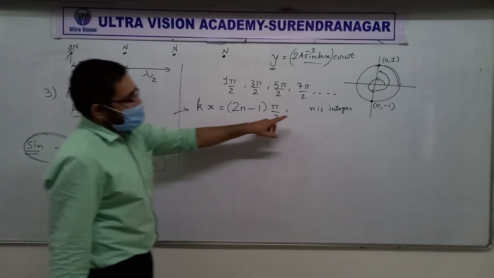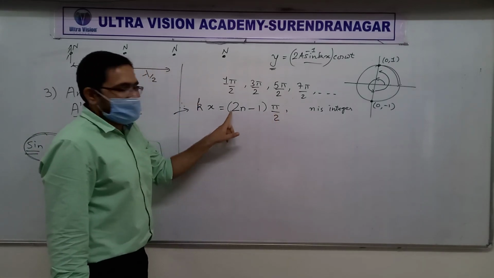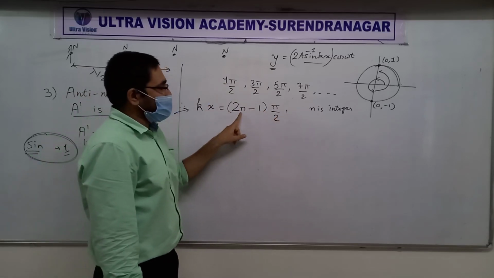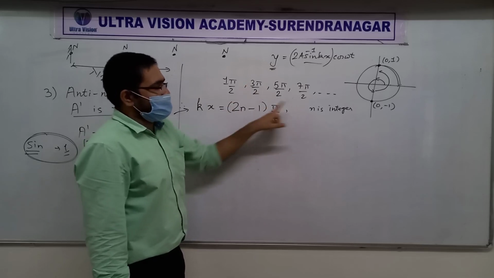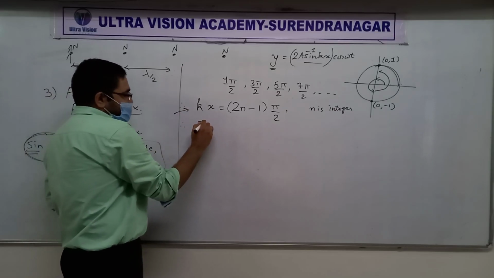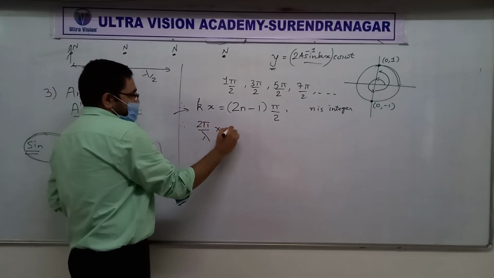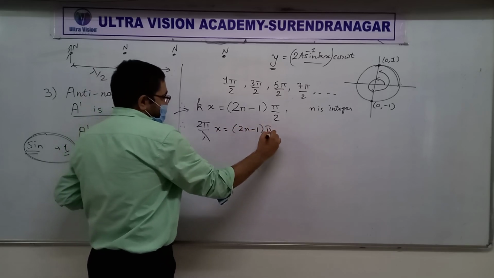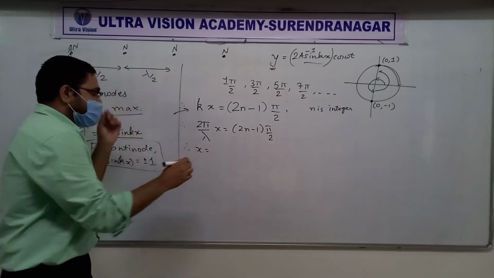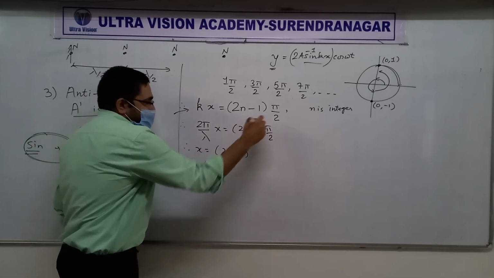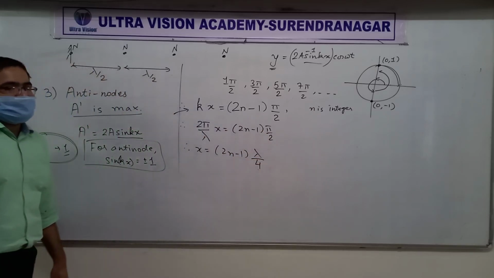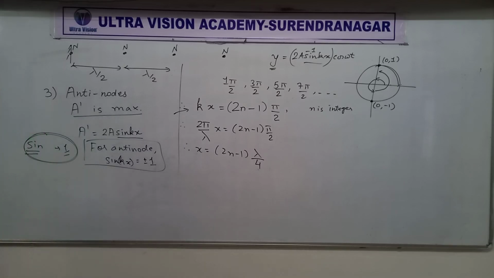Again, odd number. You can try. Put n equal to 1: 2 into 1 is 2, 2 minus 1 is 1, so 1 pi by 2. Put n as 2: 2 into 2 is 4, 4 minus 1 is 3. Like that. So kx is (2n minus 1) pi by 2. But what is k? We know that k is 2 pi by lambda. If we put it there, pi cancels and we get x equals (2n minus 1) lambda by 4.